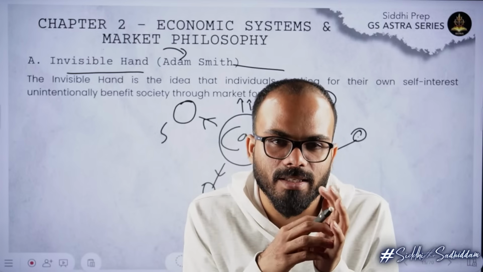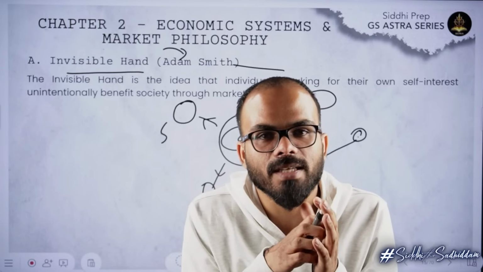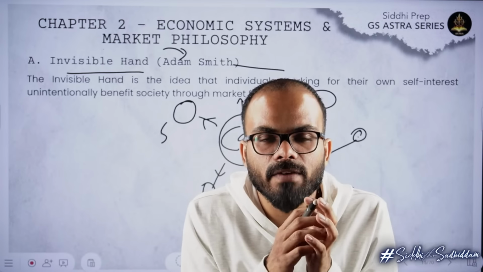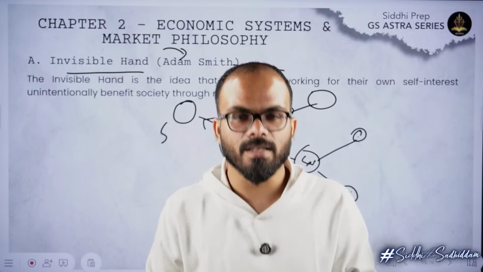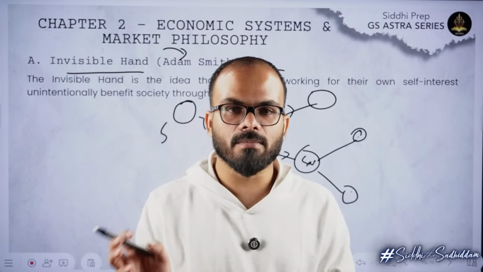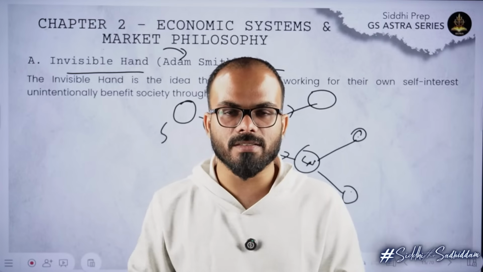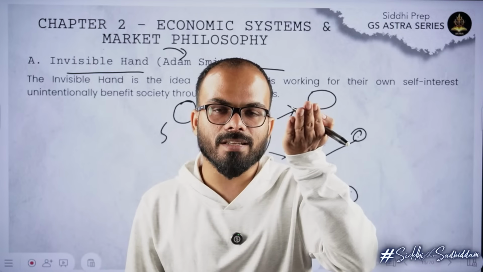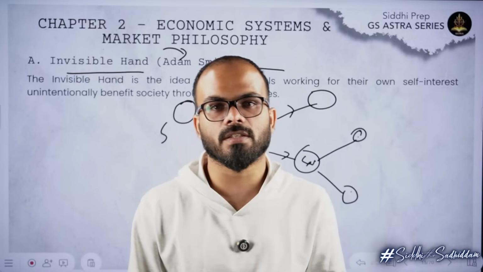The invisible hand theory says market forces have an invisible hand. It will make whatever corrections are needed. Let's say there is a demand for a particular good. If the demand is very high, then the market will ensure that prices increase, so that once prices increase, you can increase the production also.